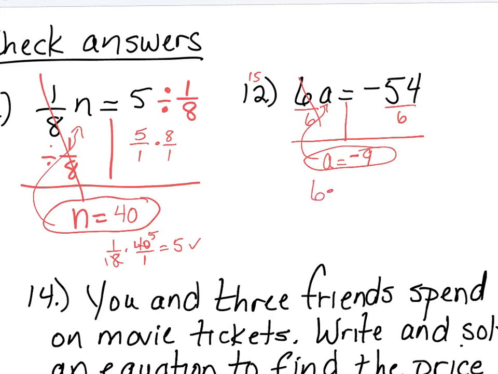An inequality is where you have an infinite number of solutions. So 6 times negative 9 is what, Gabby? So we get negative 54. Is that what we wanted? Sure is.